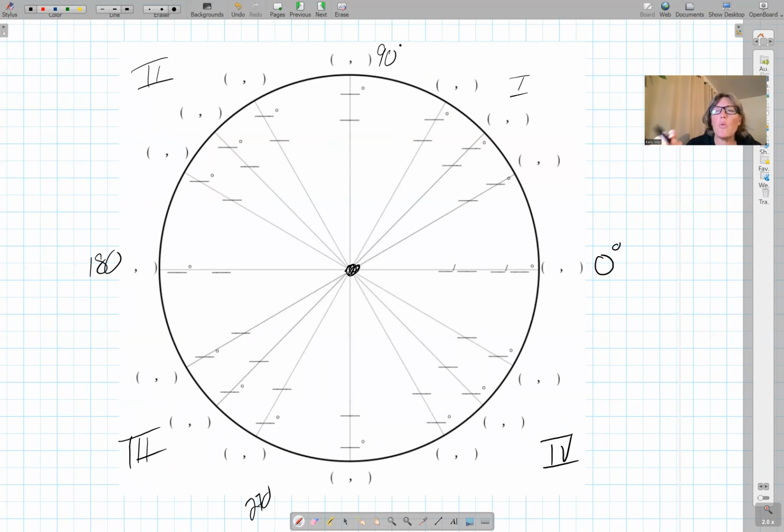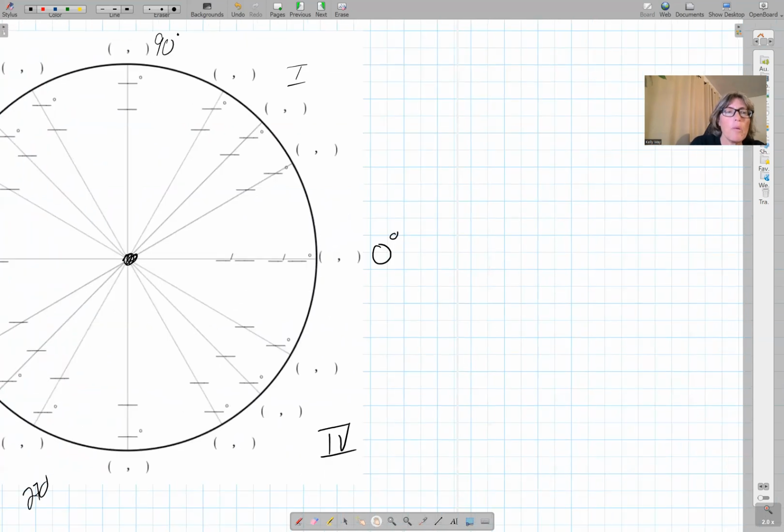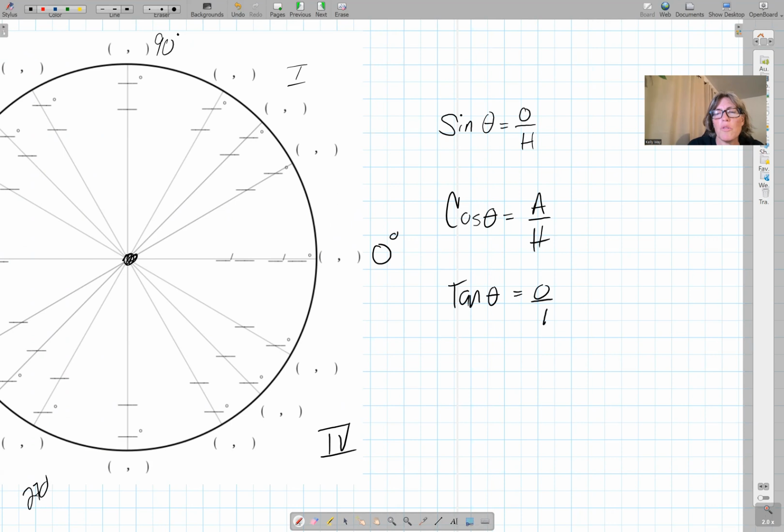Just as a quick reminder, definitions: sine of theta is opposite over hypo. Cosine of angle theta is adjacent over hypo. Tangent of theta equals opposite over adjacent. We commonly know that as SOH CAH TOA.